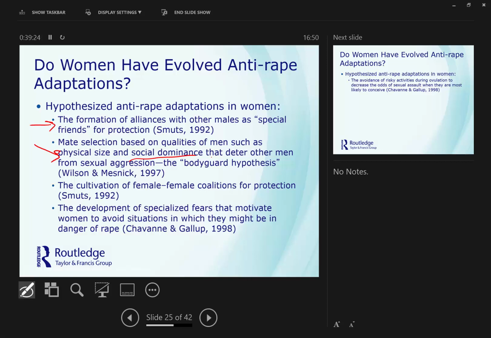So that's kind of what they call the bodyguard hypothesis, right? So you mate with someone who's bigger and stronger, and they can be your bodyguard to prevent others from attacking you. You create female-female coalitions, right, for protection. Women will do that as well. And there are particular fears that women develop that could help them avoid these situations.